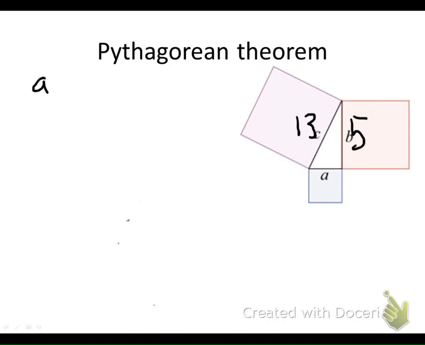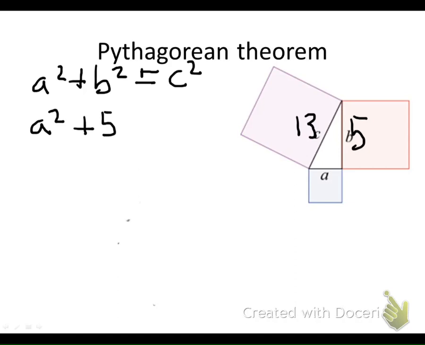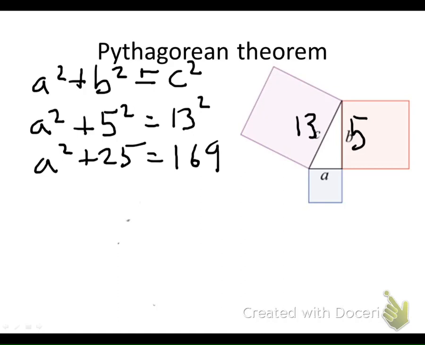Once again, we are going to begin with just writing down the Pythagorean theorem. A squared plus B squared is equal to C squared. I don't know what A is, so I can't change it. I'm just going to leave it as A squared, plus B squared. B was a 5, so I now have 5 squared, is equal to C squared, 13 squared. Okay. A squared plus 25 is equal to 13 squared, which should be 169. Alright, so now I just have to figure out what that missing side A is.